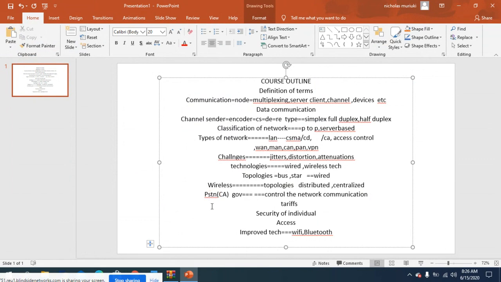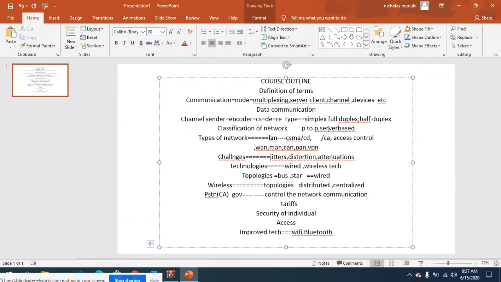Remember, this is what I was explaining. PSTN, public switched telecommunication network, is the one that is controlled by the government. And one docket that is given that mandate is the CA, Communication Authority, that controls the network communications. And this network communication control is either switching on and off of the communication, or controlling the tariffs, controlling the security of individuals, controlling the access of individuals, and making sure that we have the right communication for these devices that we have.